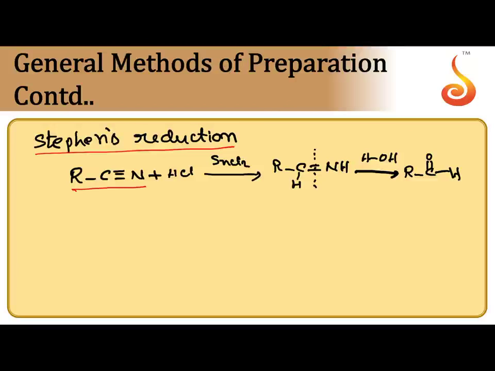Next one, Stephen's reduction. When nitrile, alkyl cyanide, the IUPAC name of alkyl cyanide is nitrile, is subjected to reaction with the mixture of stannous chloride and hydrochloric acid, the pi bond is broken. Carbon and nitrogen both are taking hydrogens. Imine, aldimine is formed. After the formation of aldimine, it is subjected to hydrolysis. The C=N double bond is broken, producing RCHO. This is used for the preparation of aldehyde only.